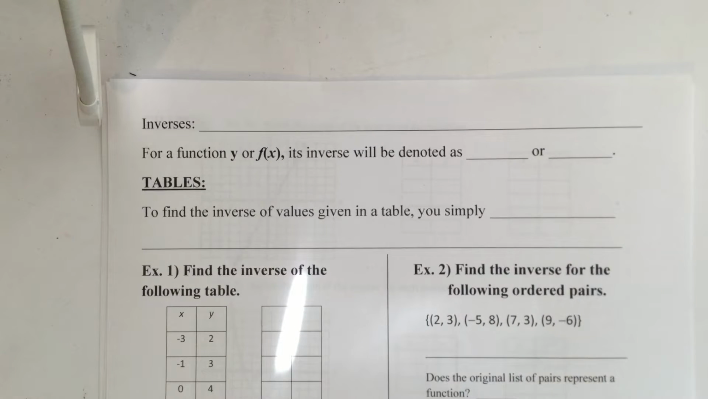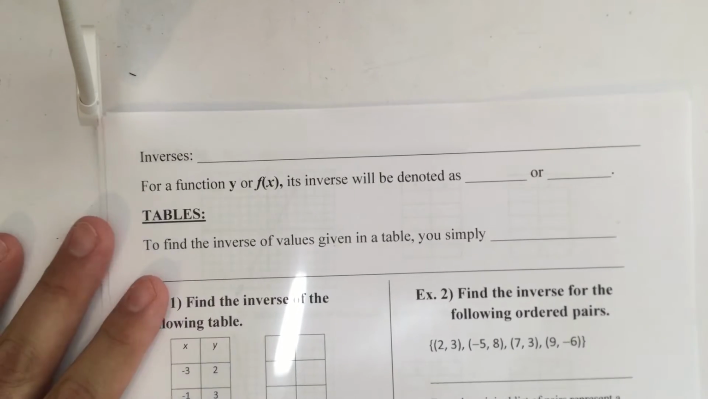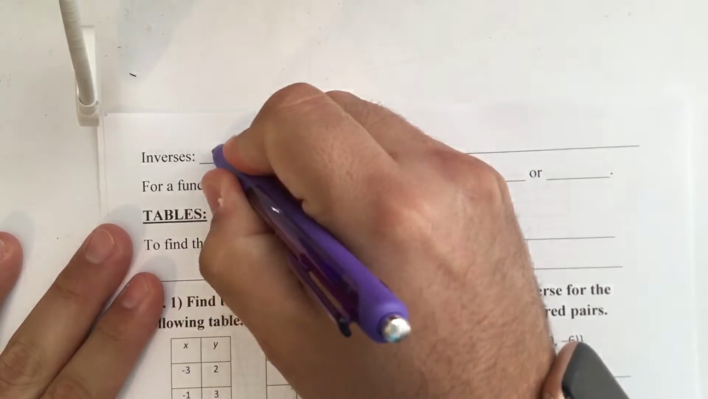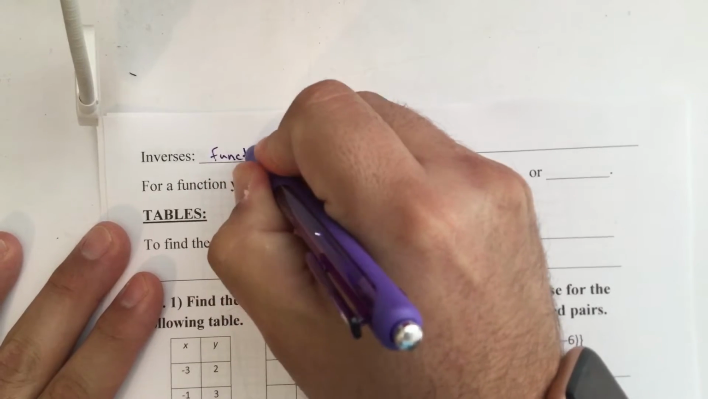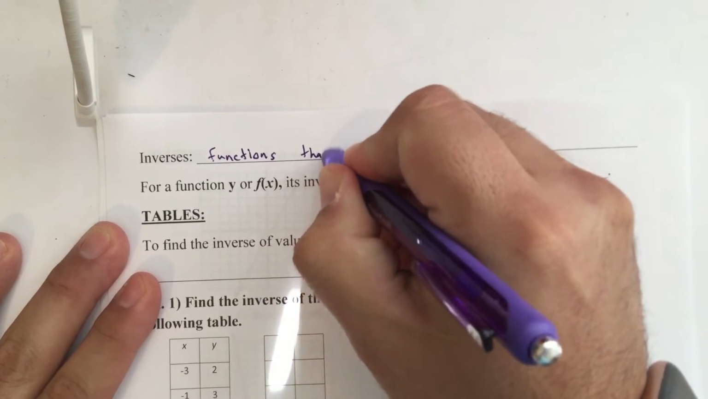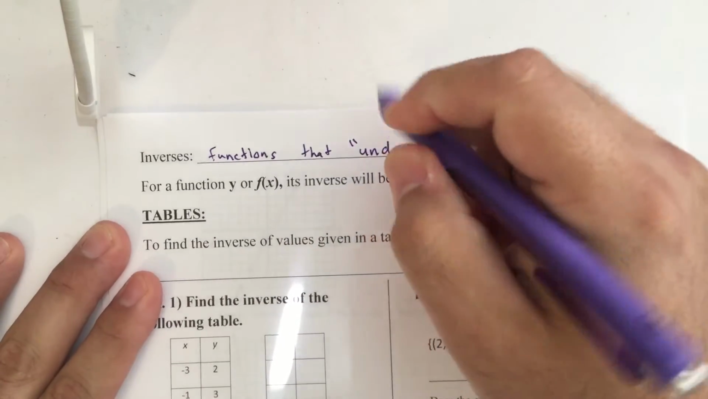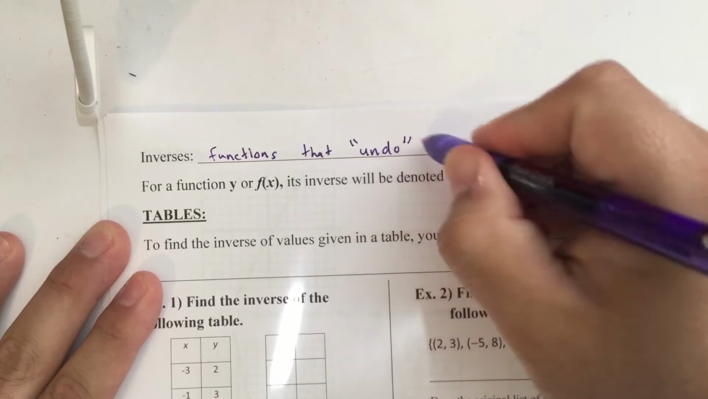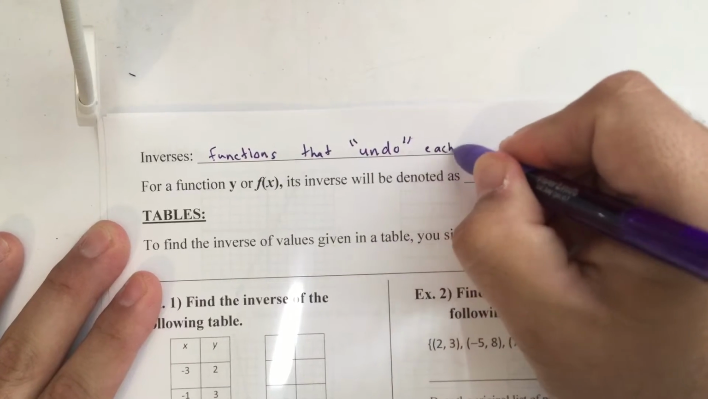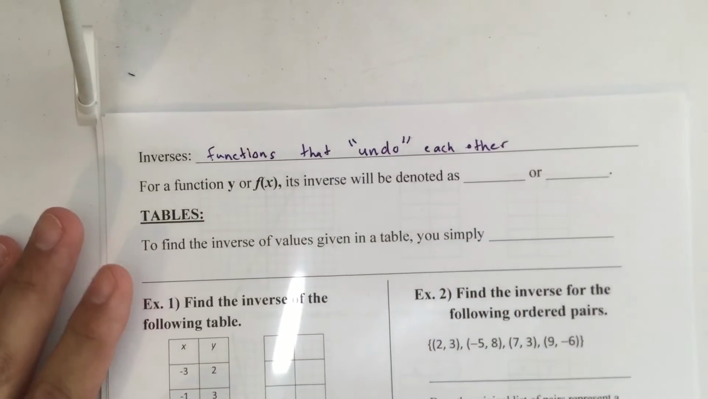Today's lesson is over inverse functions. When we're talking about inverse functions, these are technically functions that undo each other. They're functions that undo each other. Now, what does that mean?